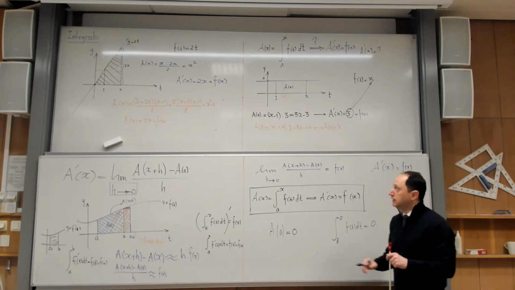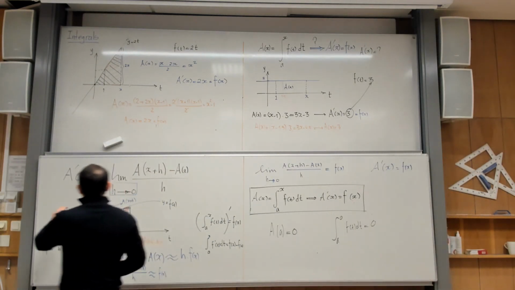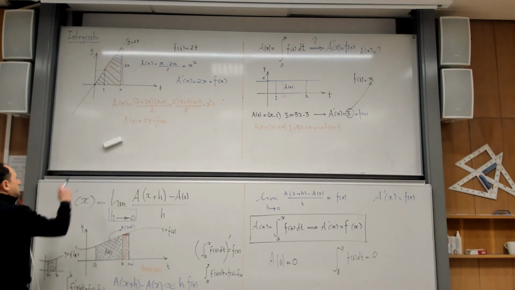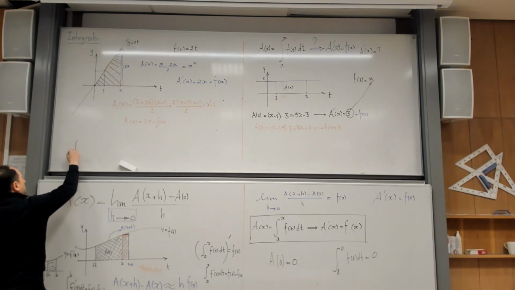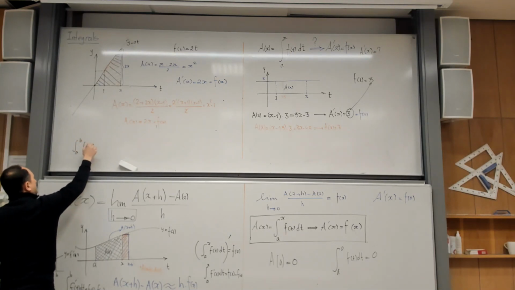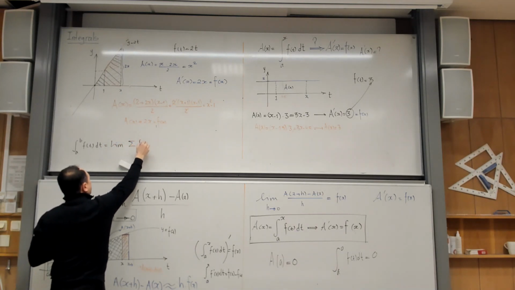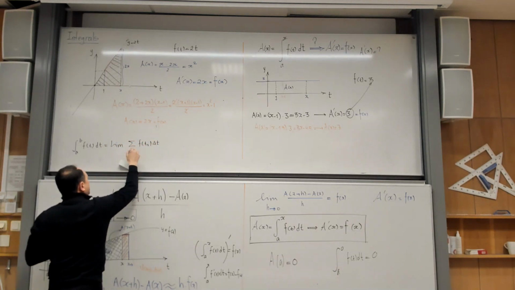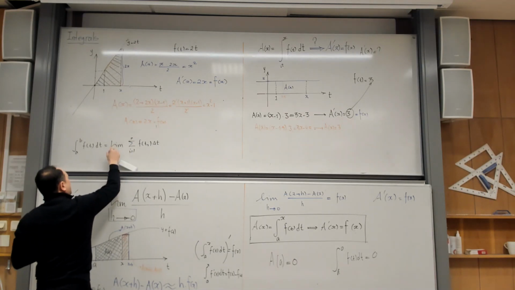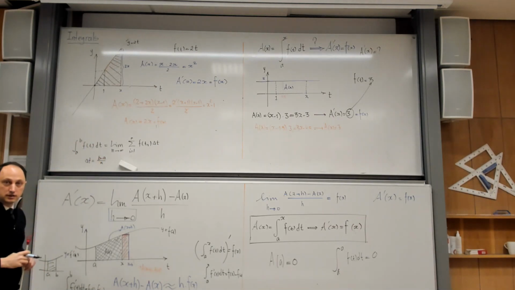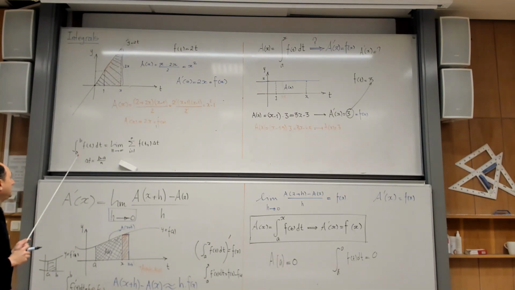By the way, I unfortunately erased that. Do you remember this formula that I mentioned? The integral from a to b of f of t dt. What is this? This is the limit of the sum of f of t_i delta t, i goes from 1 to n, as n goes to infinity. And delta t is (b minus a) over n. Now, if a and b are the same numbers, delta t is what?